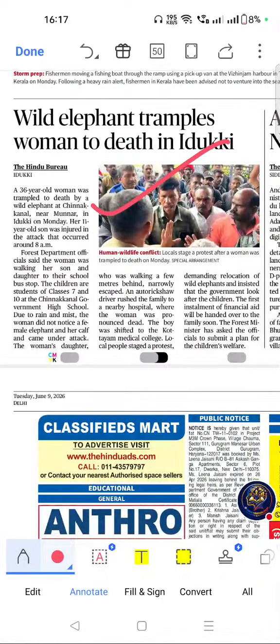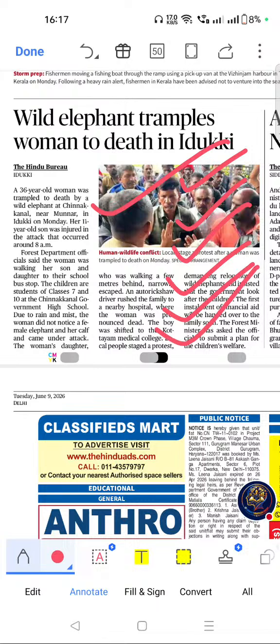Wild elephant tramples women to death in Idukki. If you see the importance of this topic, human-wildlife conflict is frequently asked in UPSC, and it is directly linked with biodiversity conservation, relevant for environment and ecology preparations. Questions have already appeared on this topic like human-animal conflict, elephant corridors, and biodiversity conservation.